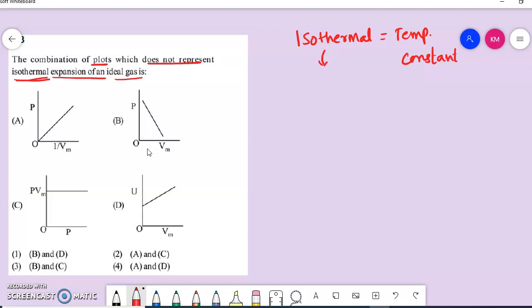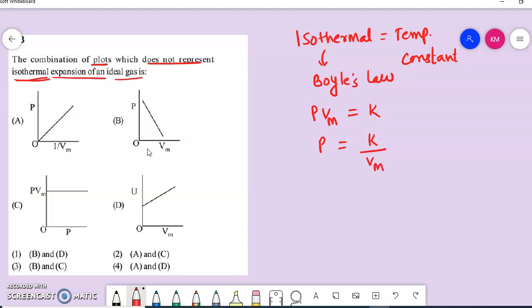If temperature is constant, which gas law is applicable, guys? Boyle's law. According to Boyle's law, PV is equal to constant. PV is equal to constant, volume of a given mass of gas, Vm. PVm is equal to constant, or else I can write it as P is equal to K upon Vm.